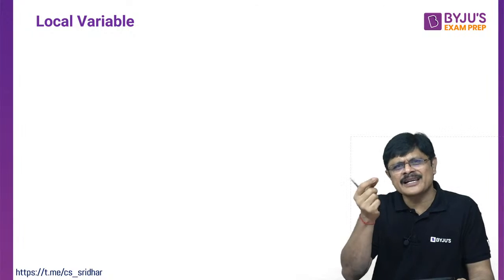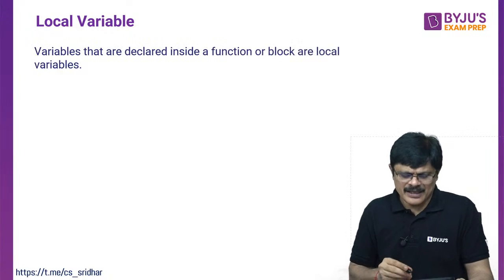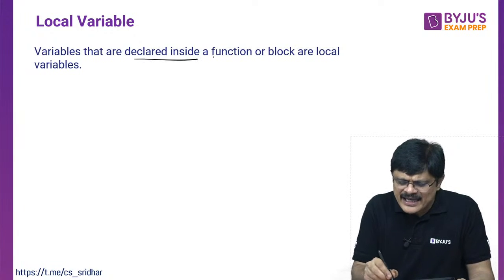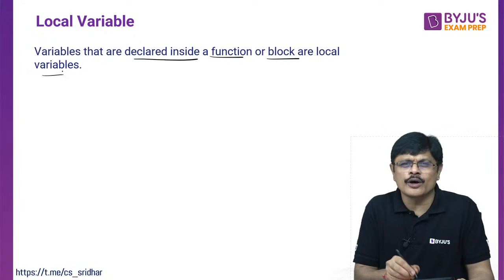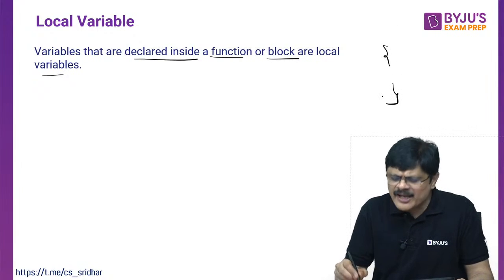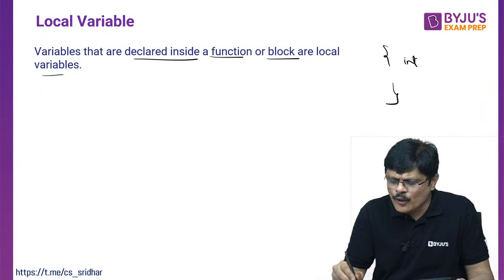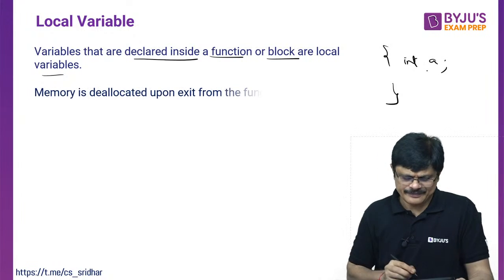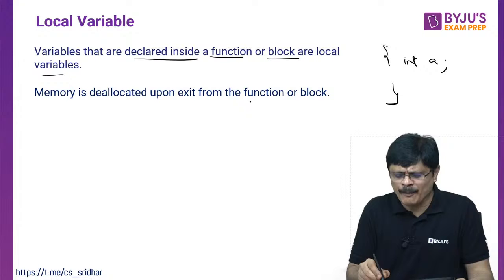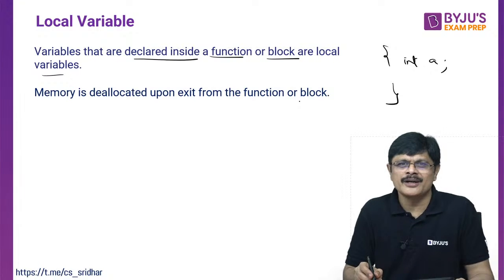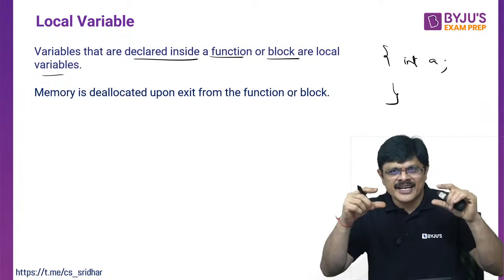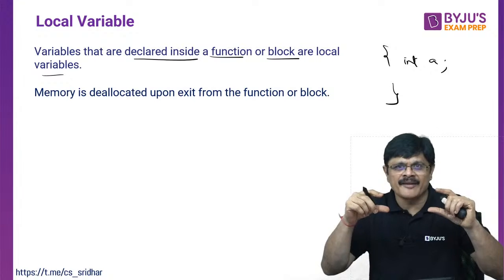So first let us understand what is a local variable. Variables that are declared inside a function or a block are local variables. So any variable which is defined within a block or a function is called a local variable, my dear friends. Memory is deallocated upon exit from the function or block. See, as I told you, an activation record is created for a function when you call a particular function.